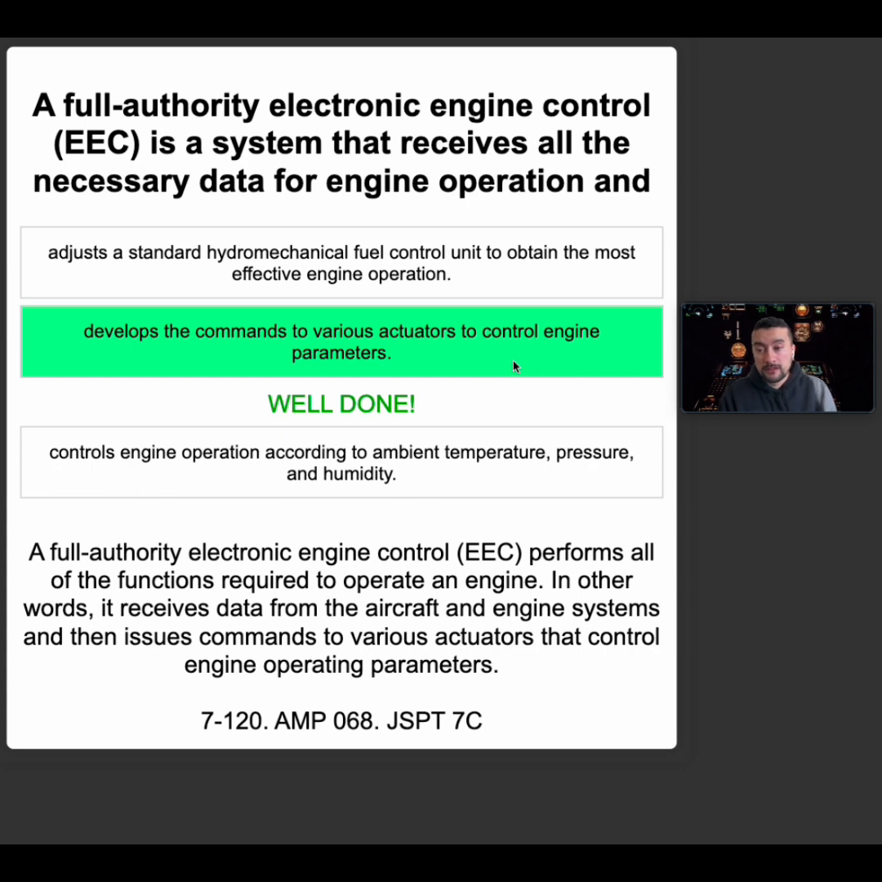A Full Authority Electronic Engine Control (EEC) performs all of the functions required to operate an engine. In other words, it receives data from the aircraft and engine systems and then issues commands to various actuators that control engine operating parameters.